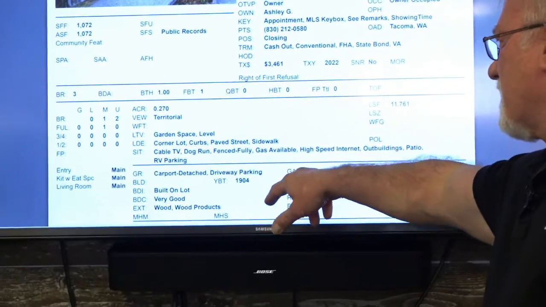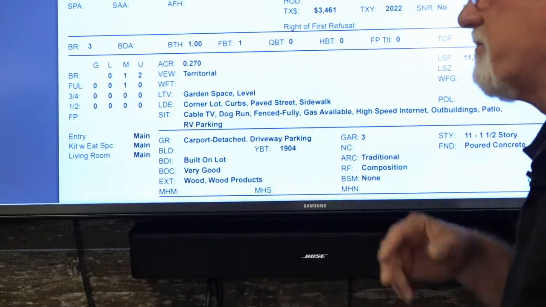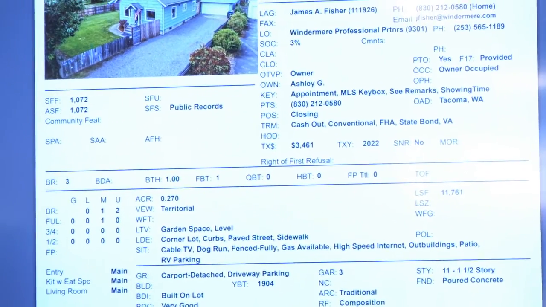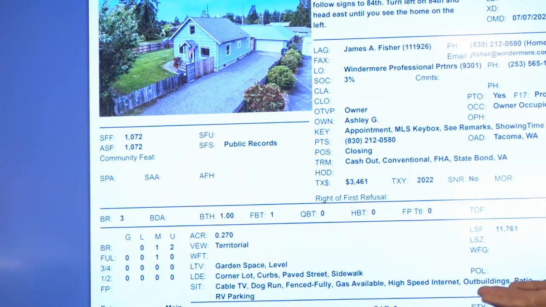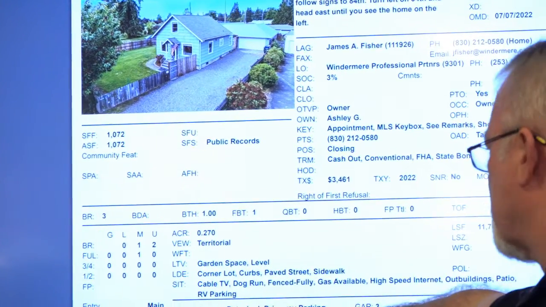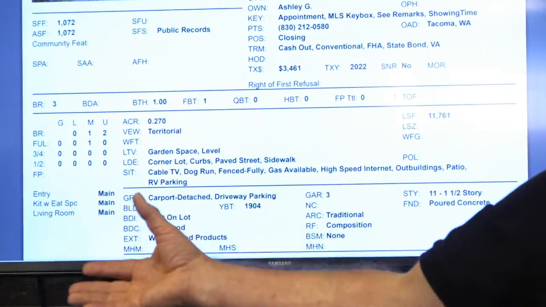Yeah. So as you'll see here, this just says 3-car garage, and I want to note something here. It says carport detached driveway parking. This property doesn't have a carport on it. So why that says carport detached, I have no idea. This garage is not a 3-car garage. So why it says 3-car garage, I have no idea.